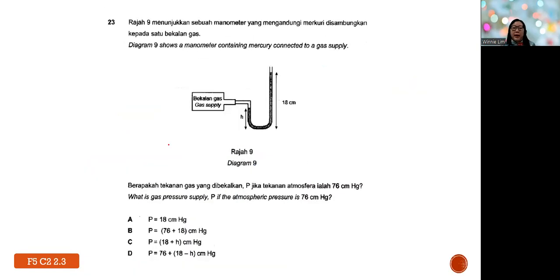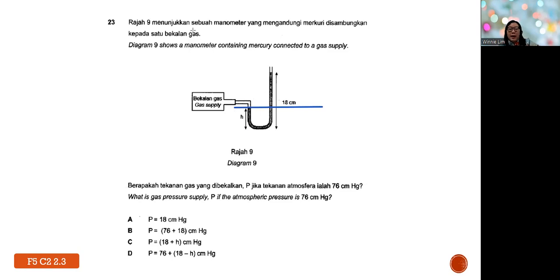Question 23. Diagram 9 shows a manometer containing mercury connected to a gas supply. So what is the gas supply, P, if the atmospheric pressure is 76 cm mercury? So this is a manometer to find the gas supply. To find the relationship, you always draw a boundary between the gas and the liquid. So you draw the boundary already, correct?